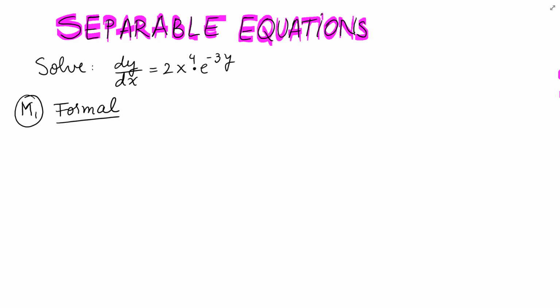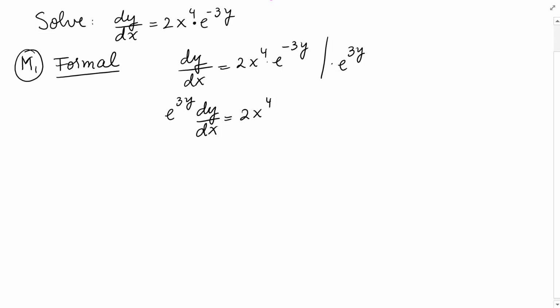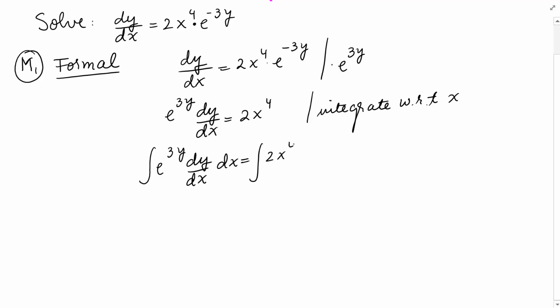So what do we do? Well, the very first thing, I'm just going to write the equation again. The very first thing that I'm going to do is multiply the equation by e to 3y, so basically moving e to negative 3y to the left-hand side. So we get e to 3y dy/dx equals 2x to the 4th. The next thing that I'm going to do is integrate with respect to x. So we get the integral of e to 3y dy/dx dx equals the integral of 2x to the 4th dx.